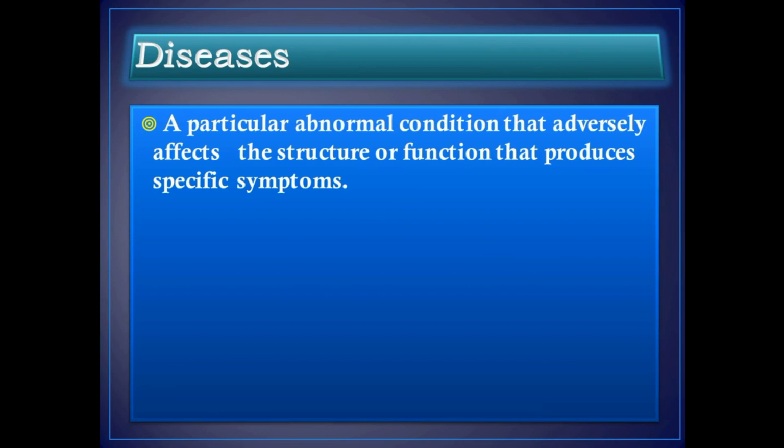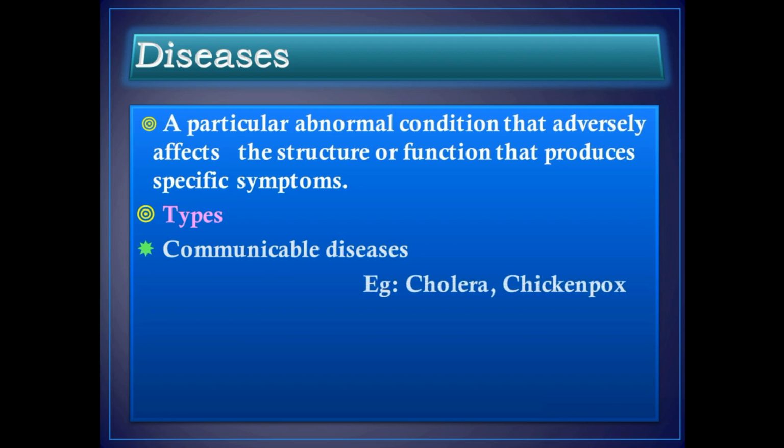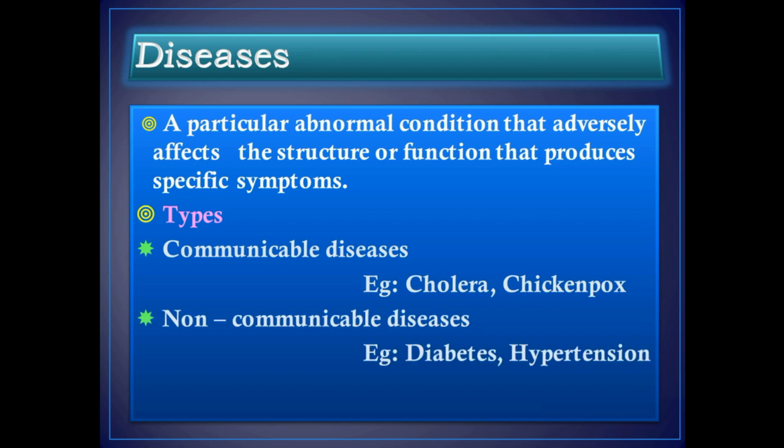Now let's see what is a disease. The disease is a particular abnormal condition that adversely affects the structure or function that produces specific symptoms. It can be broadly classified as communicable diseases, for example, cholera, chickenpox, and non-communicable diseases, for example, diabetes and hypertension.